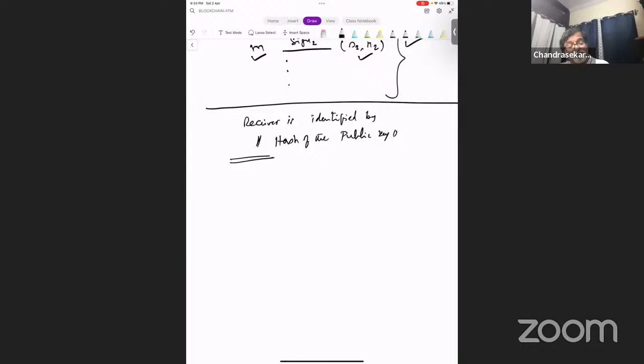So what we do is we take the public key, that is 512 bits, and apply SHA-256 on the public key. That will be 256 bits. Apply on it RIPEMD-160. That is going to give 160 bits.